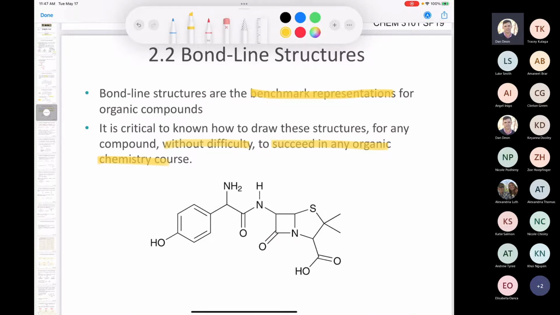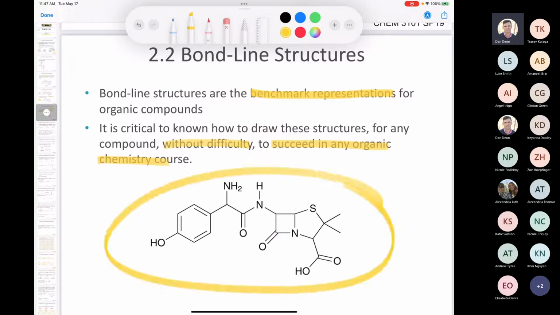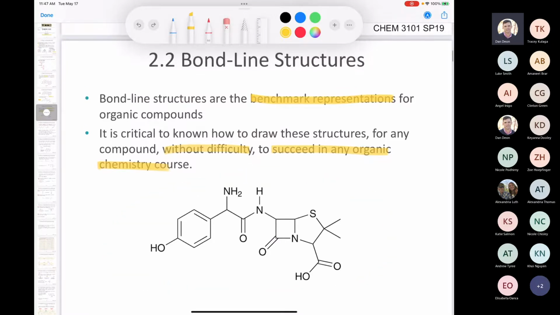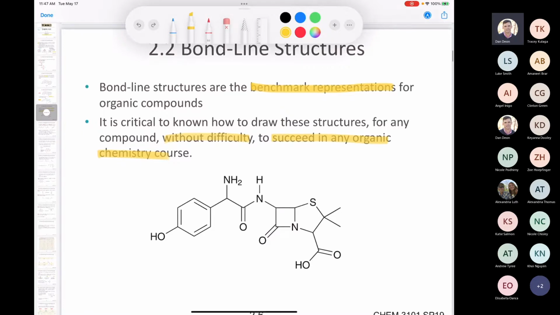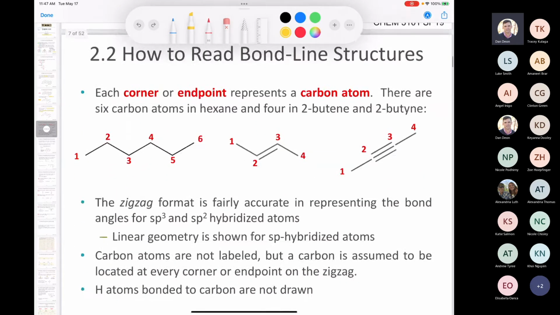Anyhow, again, if you look up any publication on organic chemistry, or if you search any drug on Wikipedia and Google the structure, it's always going to come up with a bond line structure like this. So let's see if we can figure out how a bond line structure works. And here's how you do it.